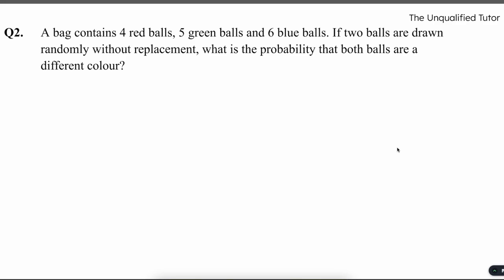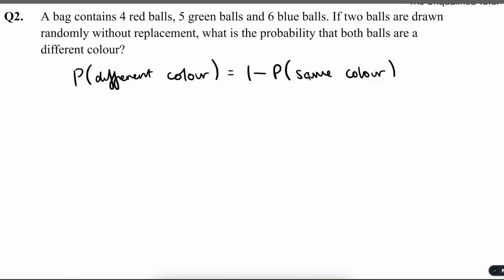Now, there are multiple different ways of doing this, and as long as you get the same answer and you do something that makes logical sense, then you should get all the marks. But I'm going to do the probability of the balls being a different colour is equal to 1 minus the probability that the balls are the same colour. And what that's going to allow me to do is have a very nice, easy, simple calculation that I can do without needing a calculator, because this is a non-calculator paper.